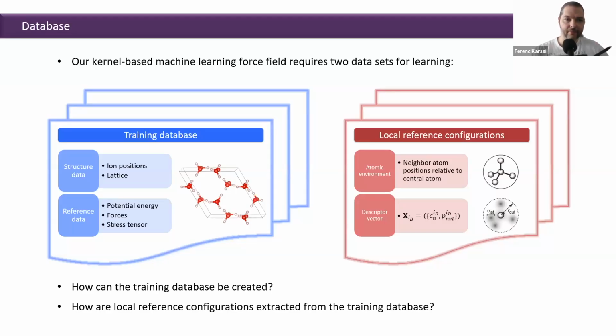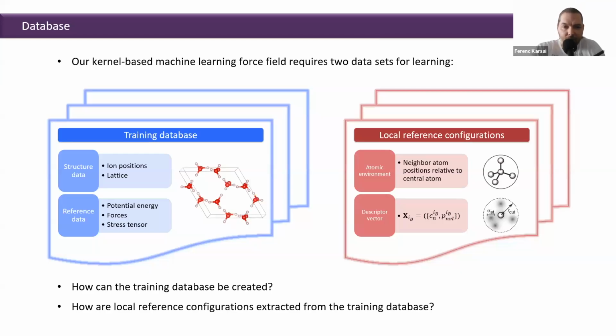for the fitting. On the right-hand side, we have the local reference configurations. These are specific to the kernel method. They are the environments used as reference configurations to construct the kernels, as you have seen before. And they are also saved as descriptors. And they are usually chosen from amongst the training data.